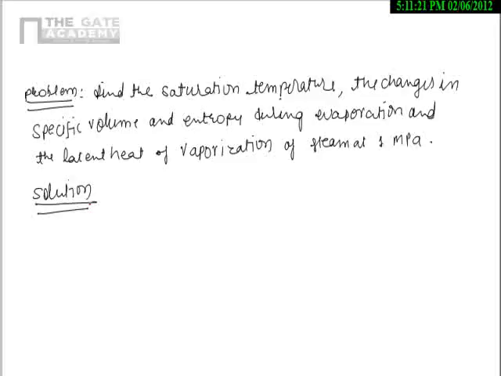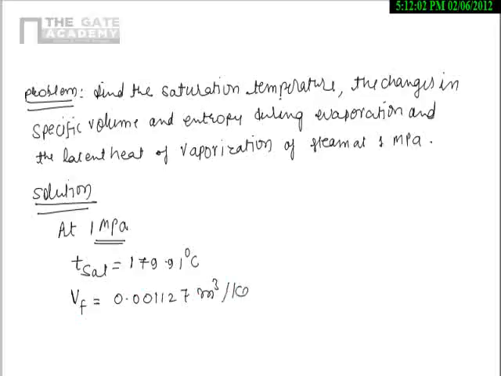For this problem in GATE they will give the table, but for our understanding I will take the properties from the steam table. So in the steam table I am looking at 1 megapascal. What are the things available? At 1 megapascal, we get T saturation, which is 179.91 degrees centigrade. The specific volume of liquid is 0.001127 meter cube per kg. You can also refer to your steam table for your understanding.